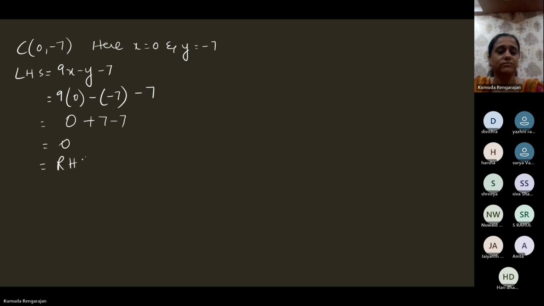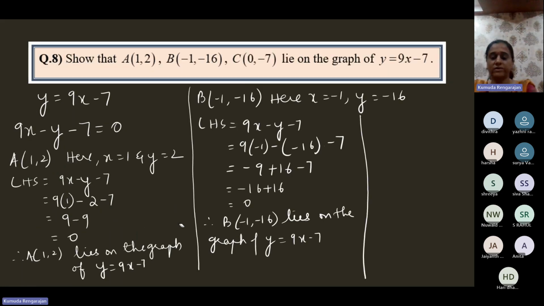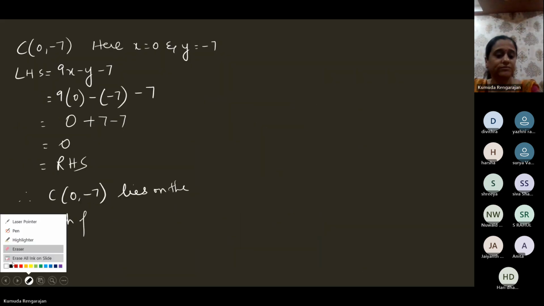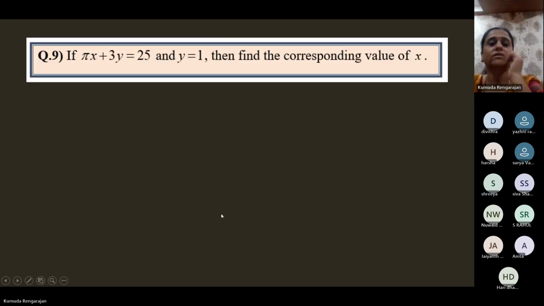Therefore, C (0, minus 7) lies on the graph of 9x minus y minus 7 is equal to 0. Or what was given? Graph of y is equal to 9x minus 7. All right? Very good. Next one.